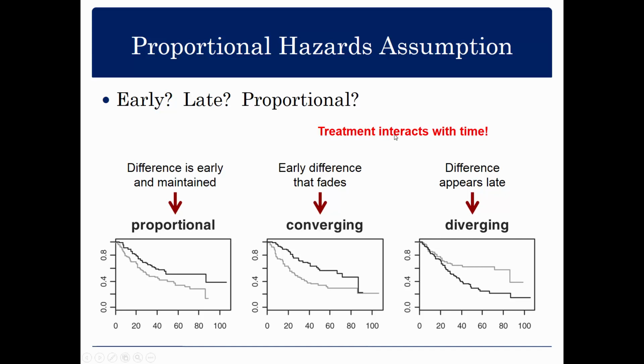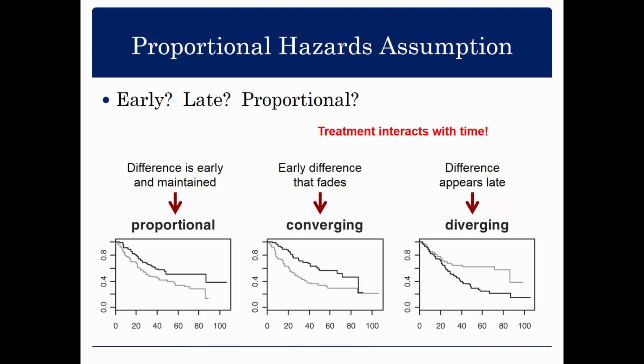What sometimes we have, and actually I would say probably a lot of times what we have, is a treatment-time interaction, which results in the treatment effect being a function of when you observe it. If you observe it early, it might be bigger than if you observe it late. And so a converging or diverging Kaplan-Meier curve is just demonstrating that you have non-proportional hazards or a treatment and time interaction, which means you need to include time as a covariate in the model. So sometimes you'll see time varying covariates.